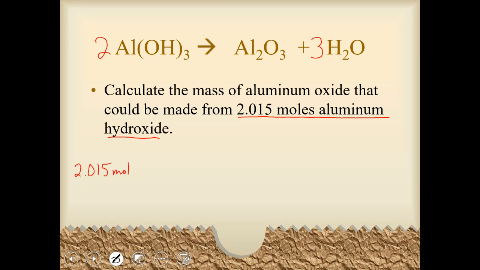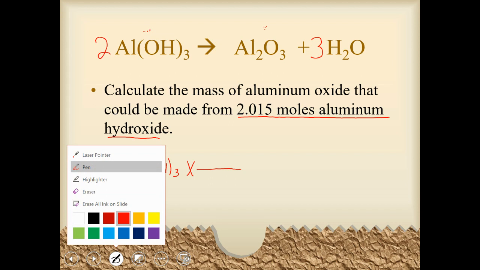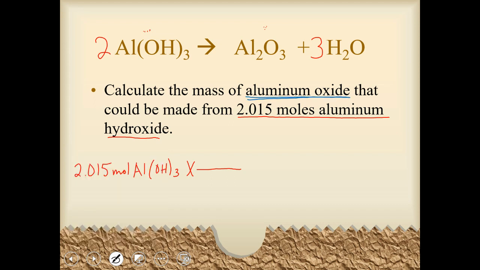2.015 moles of aluminum hydroxide. That's this one right here. This one's aluminum oxide. This one's hydroxide. So aluminum hydroxide. So then you got to ask yourself, well, what are we trying to find? Okay, we're trying to find aluminum oxide. So we're going to set up a problem to go from aluminum hydroxide, I missed my L, to aluminum oxide.